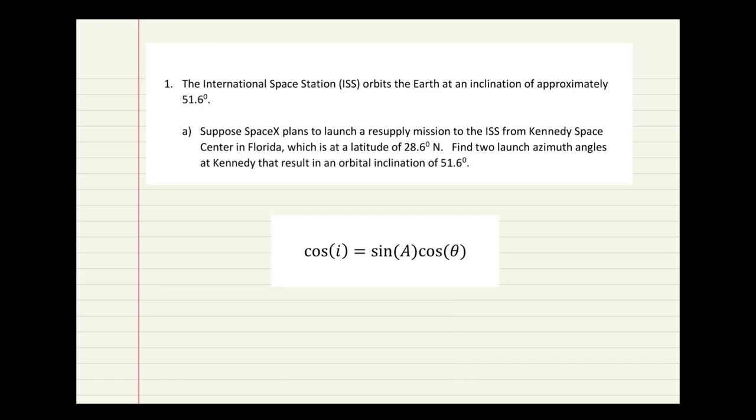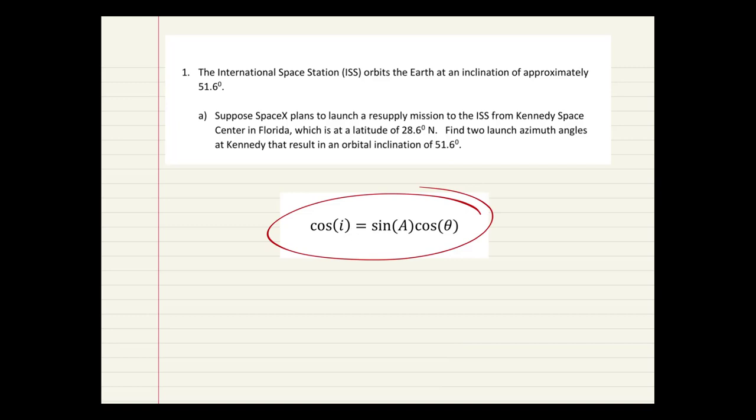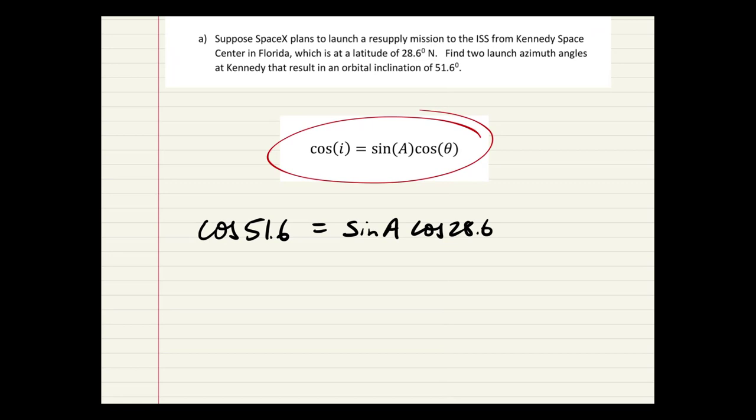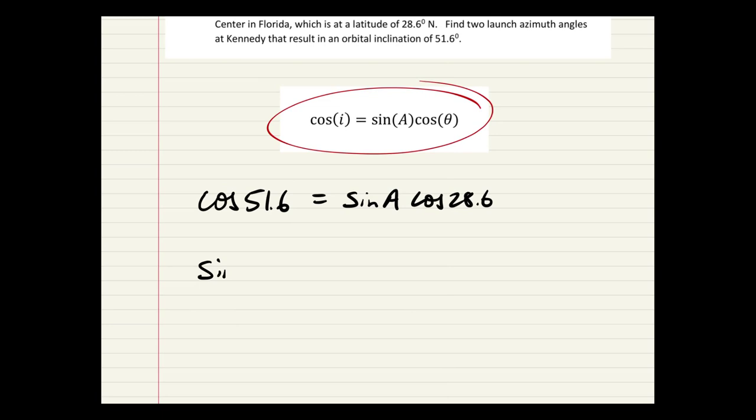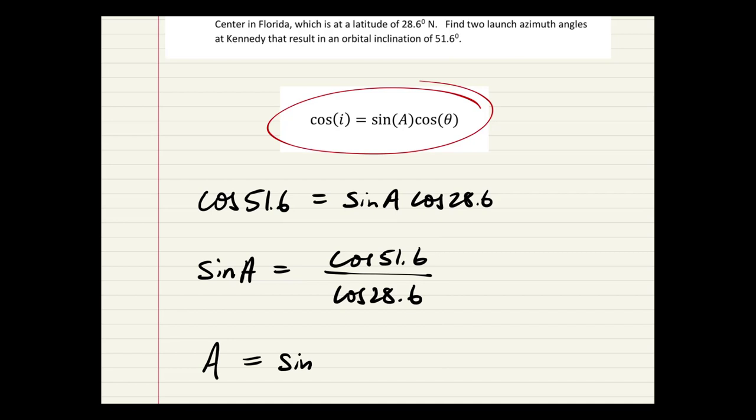Of course, this is the equation that we use to solve for the azimuth angle A. We know the inclination that we want, and we know the latitude that we're starting at, so we're solving for the azimuth angle A. Let's plug in the values that we know: cosine 51.6 equals sine of the azimuth that we don't know, times the cosine of the latitude 28.6 that we do know. Here, I'm just going to take all of these angles to be degrees. To solve for A, we could first isolate the sine of A factor: sine of A equals the cosine of 51.6 divided by the cosine of 28.6. To get a more accurate value, let's do all the calculations at once on the calculator. A is the sine inverse of the cosine of 51.6 over the cosine of 28.6.